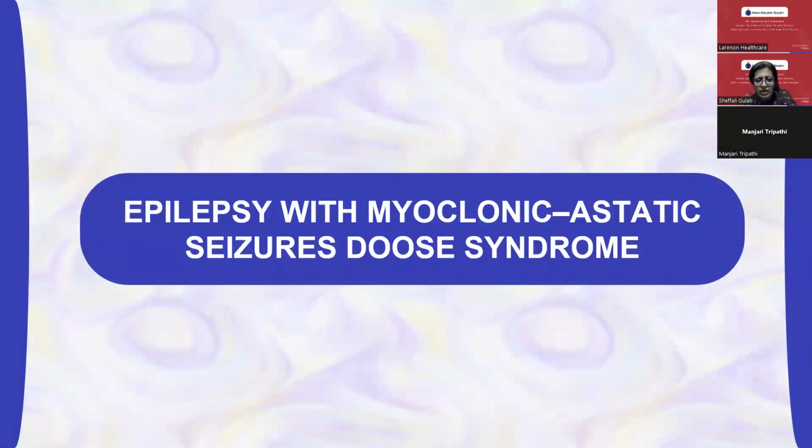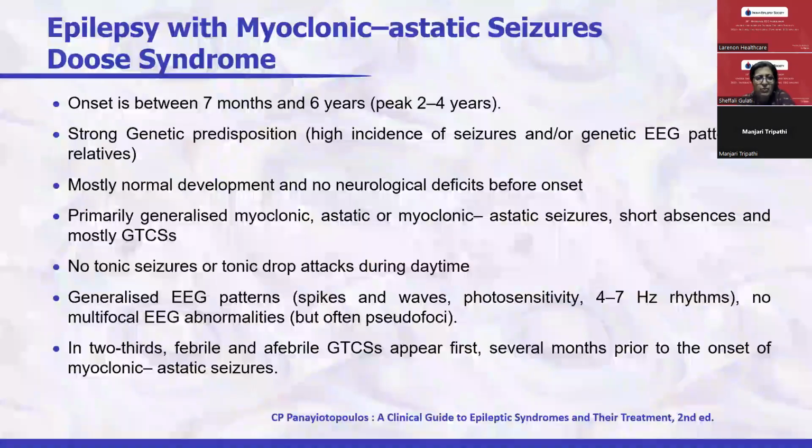Next is epilepsy with myoclonic atonic seizures, Doose syndrome. Its onset is between 7 months and 6 years. It has a strong genetic predisposition with a high incidence of seizures and/or genetic EEG patterns, and mostly normal development and no neurological deficit before onset. The seizures are primary generalized myoclonic atonic or myoclonic seizures, short absences, and mostly GTCS, with no tonic seizures or tonic drop attacks during daytime. The generalized EEG pattern shows spikes and waves and photosensitivity at 4 to 7 hertz, with no multifocal EEG abnormalities.